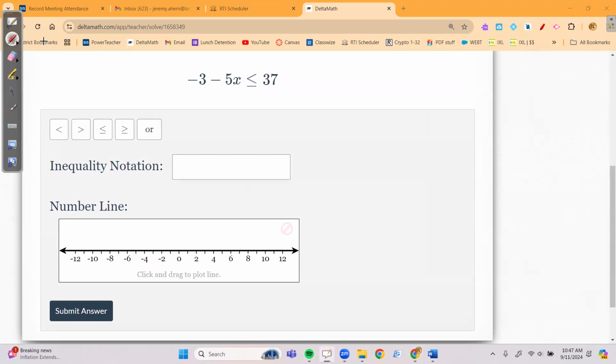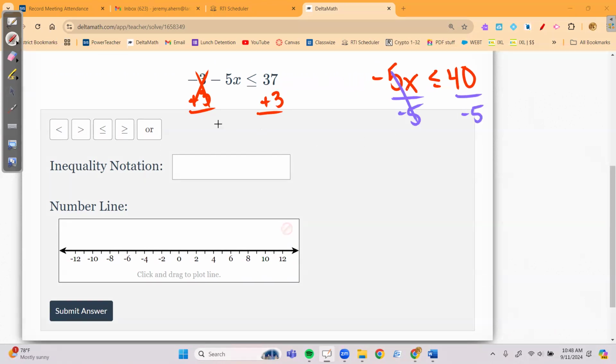What would I do first on that problem? I'm going to add 3 to both sides like this. And I'm going to get negative 5x is less than or equal to what? 40. And then what will I do? You divide by -5. I will. And when I hear you say that, you bet Pac-Man's going flippy do. So I get x is what? Greater than or equal to. So in the inequality notation box, I'm going to type in x, choose the greater than or equal to sign, and then type in -8.